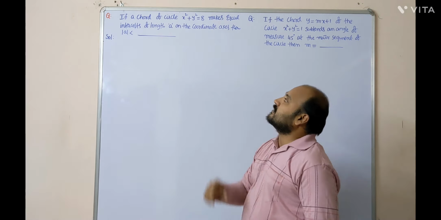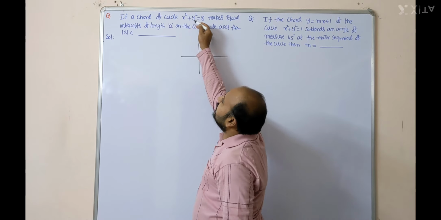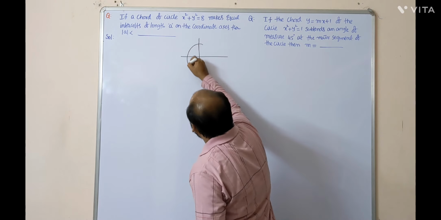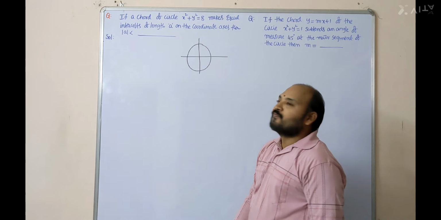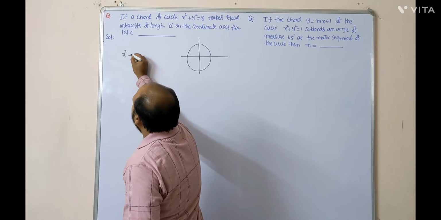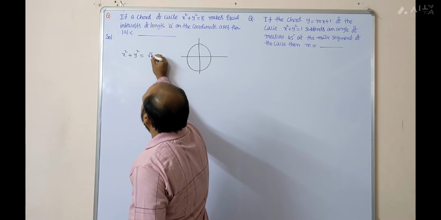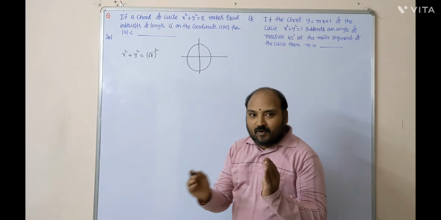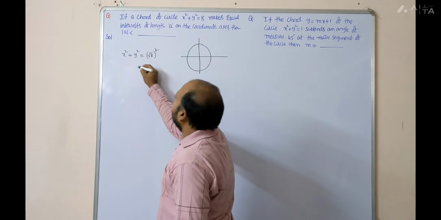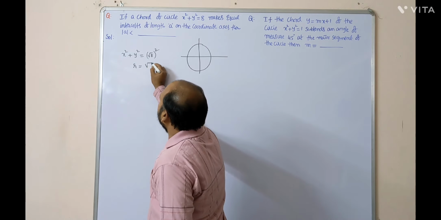See here, the figure is very much required to understand the question. x square plus y square equal to 8 means the circle's center is 0, 0, you know. So this is the circle equation. x square plus y square is equal to root 8 whole square. It is in the form x square plus y square equal to r square, so r is equal to root 8, and the center is 0, 0. This is the standard equation of a circle whose center is 0, 0.